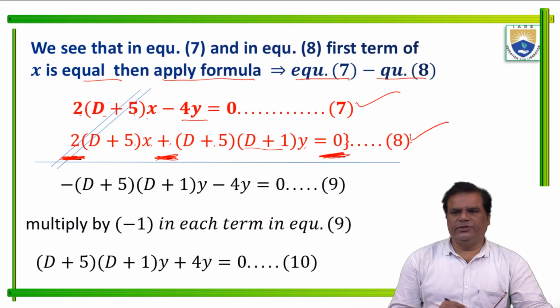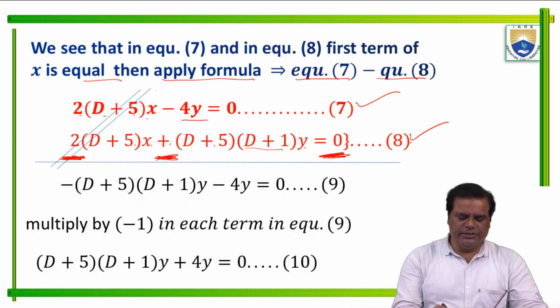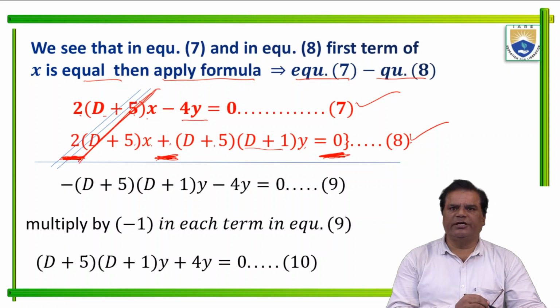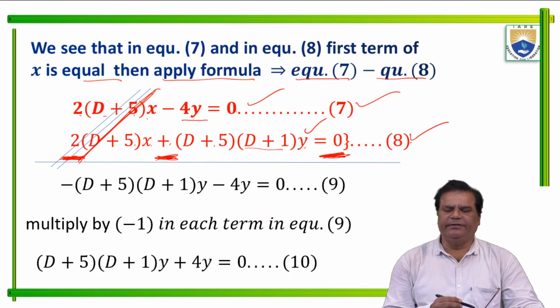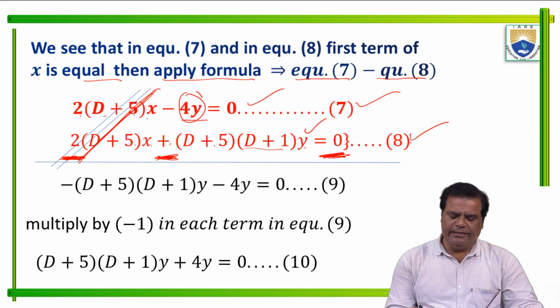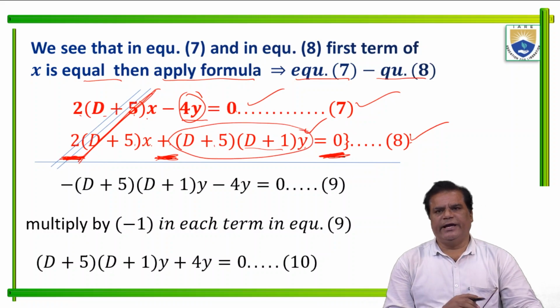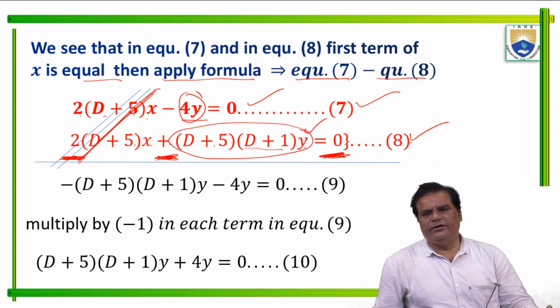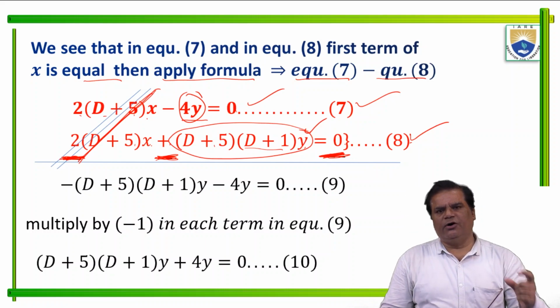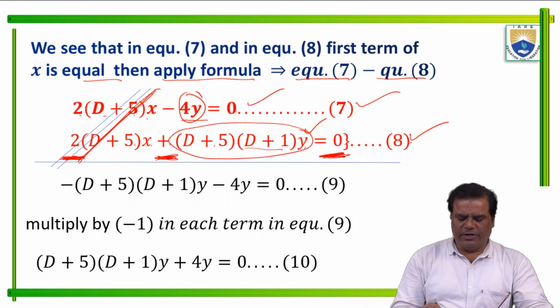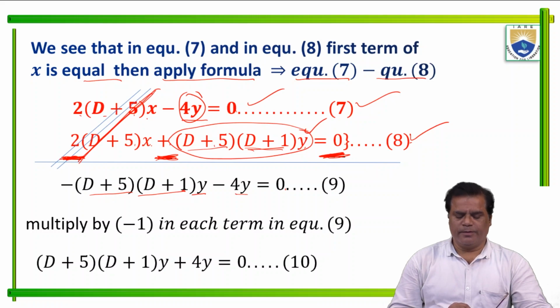After subtracting, we change the sign, and this term is cancelled. These are the remaining terms. There is only y in this term and in this term; x is eliminated. From equations 1 and 2, we eliminate the variable x, and only the y variable is there. So now, writing the second term here, minus (D+5)(D+1)y minus 4y equal to 0.